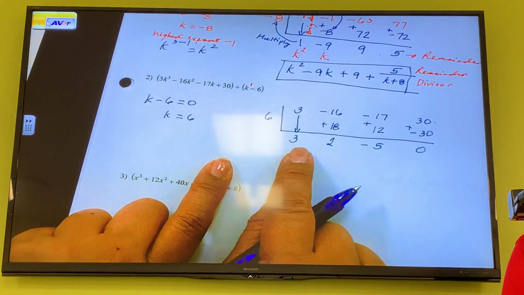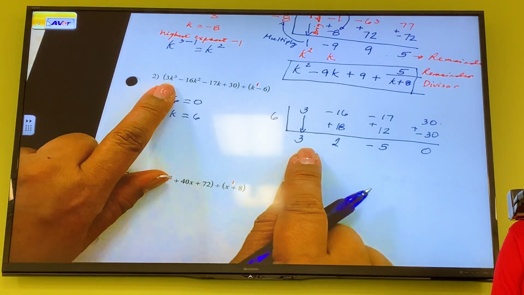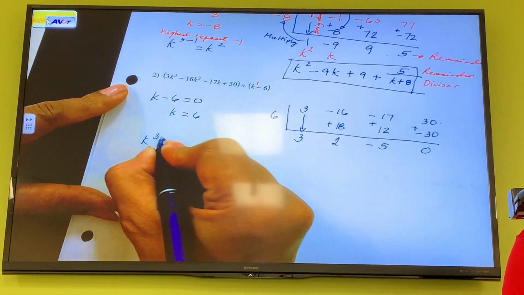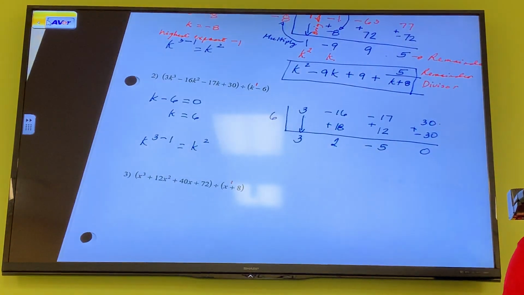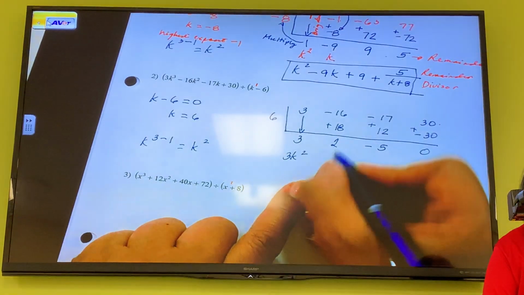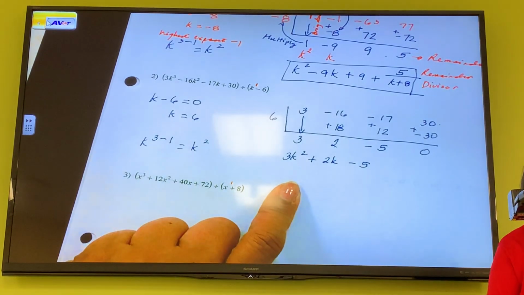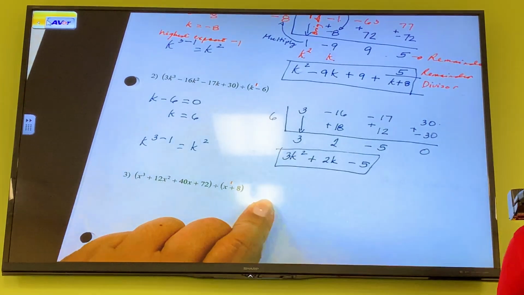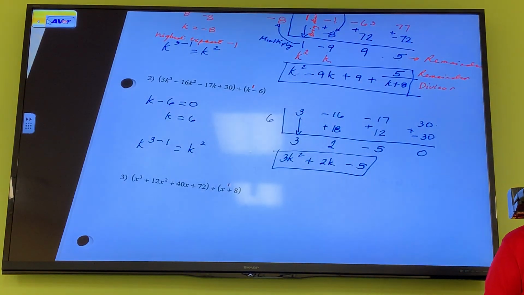So next, we need to write down our variables with the correct exponents. Look for the highest exponent in the problem, which is k to the third, which means that we're going to subtract 1, and that will be the highest exponent in our answer. So the 3 will be 3k squared. The 2 will be 2k, and then the minus 5. There will be no remainder, so I'm not going to put plus 0 anymore, but put this inside the box, because that will be our final answer: 3k squared plus 2k minus 5.